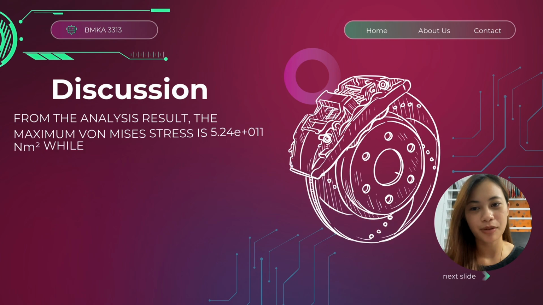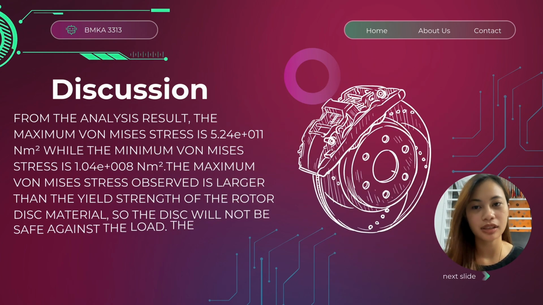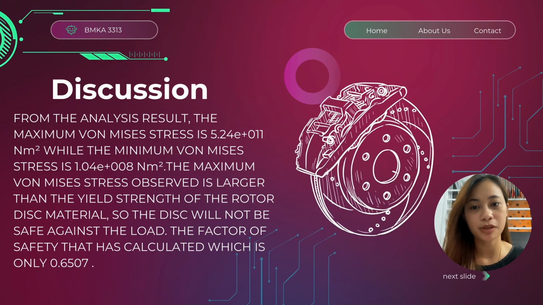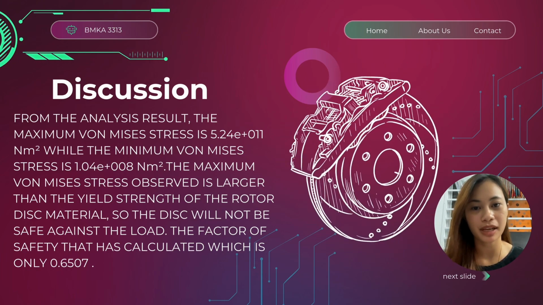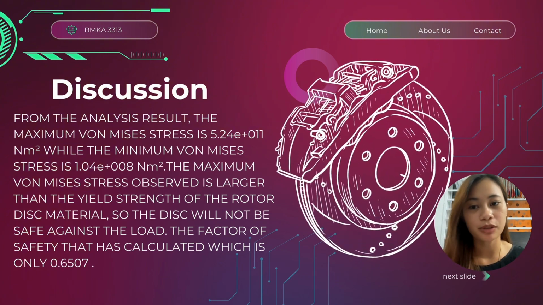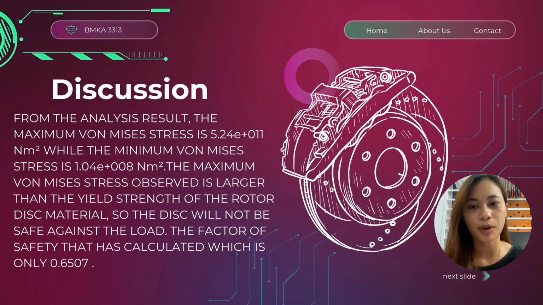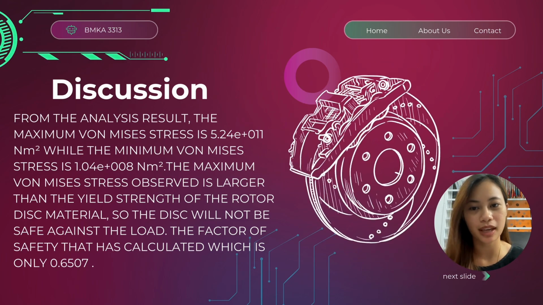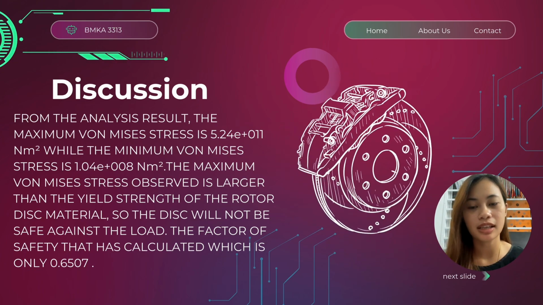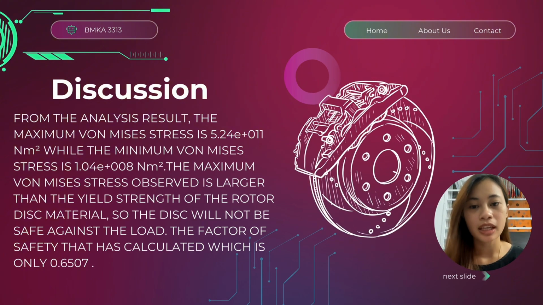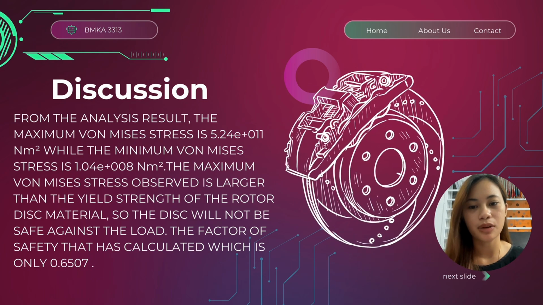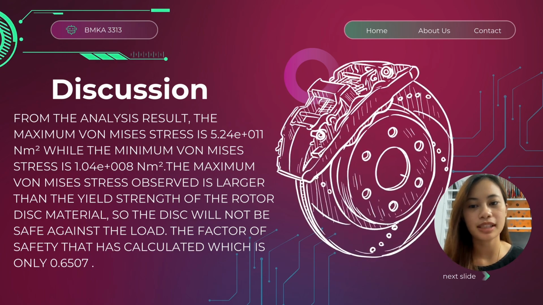Okay, my name is Wendy Narra, and I will present the discussion for our lab. From the analysis results, we get that the maximum von Mises stress is 5.24E+11 N/m², while the minimum von Mises stress is 1.04E+08 N/m². The maximum von Mises stress observed is larger than the yield strength of the rotor disc material, so the disc will not be safe against the load. The factor of safety that we have calculated is 0.6507.